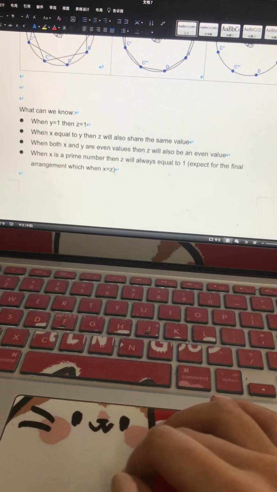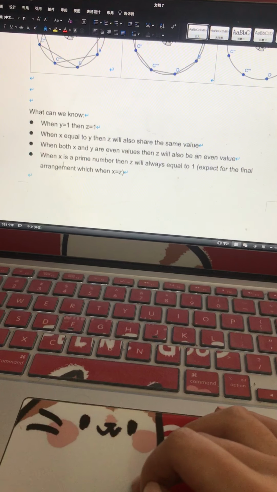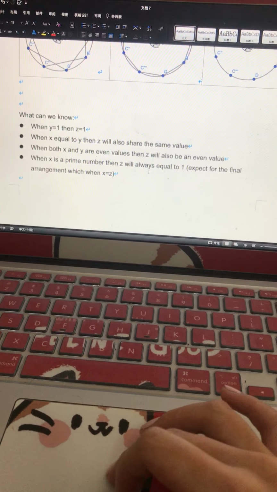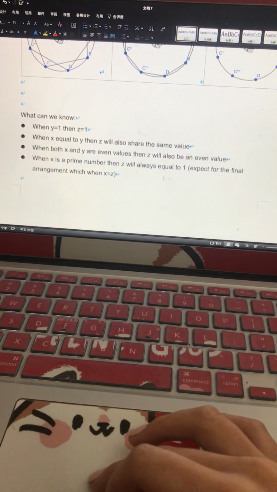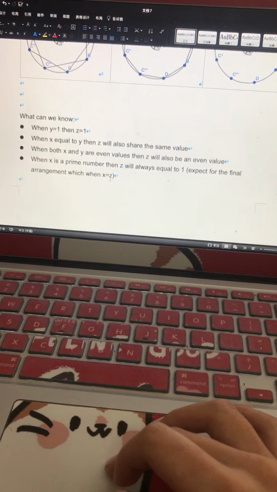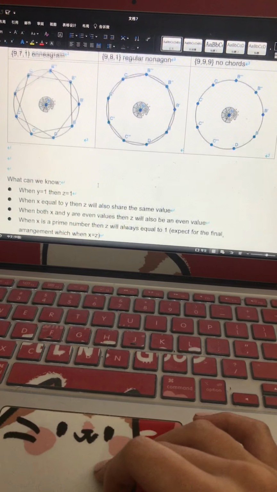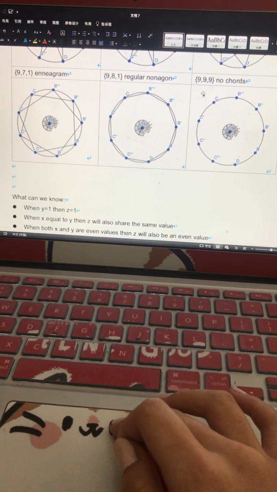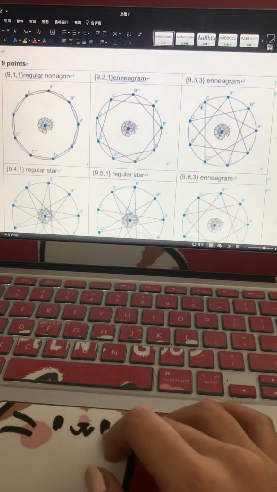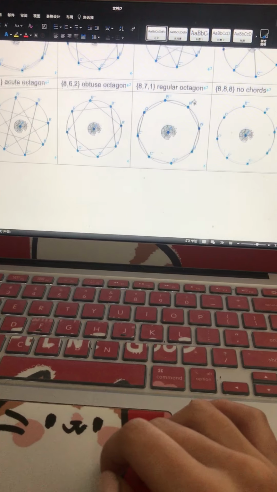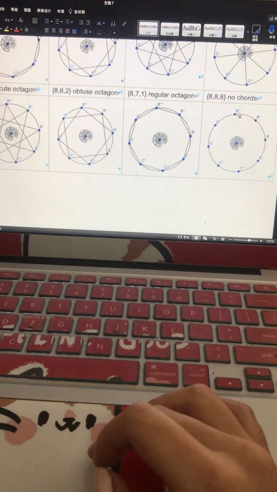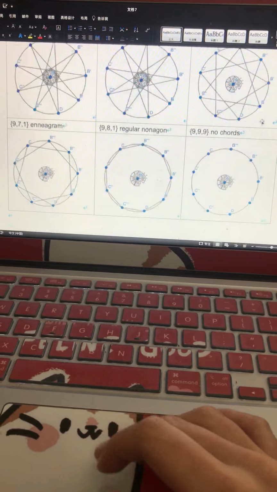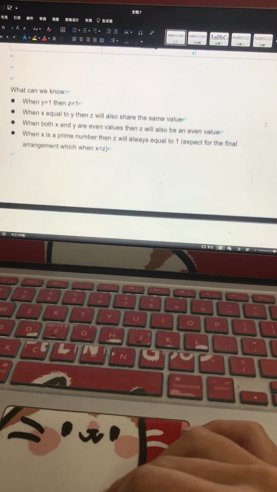And the final thing I know from drawing these circles is when s is a prime number, then z will always be equal to 1. But these rules will not apply for the final arrangement, which is when s is equal to z. When s is equal to z, it always gives us a circle with no chords. For example, 999 is a circle with no chords, and same as 888 is a circle with no chords. So this is what I found from drawing these circles.